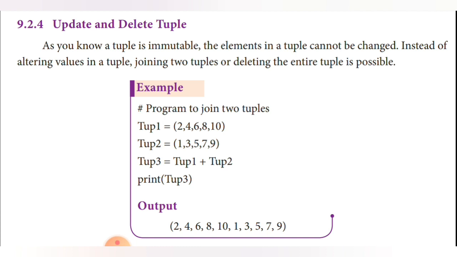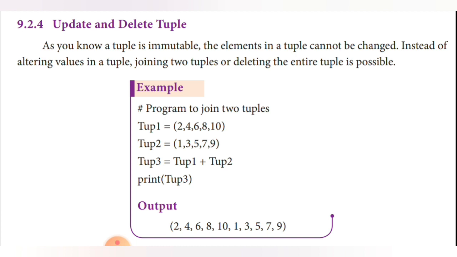So a tuple is immutable. What does immutable mean? Unchangeable. We are not able to change the elements present in the tuple. So instead of altering values in a tuple, we can join two tuples together, or deleting the entire tuple is possible. These two options are possible.